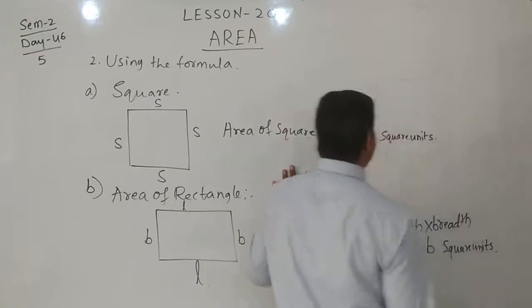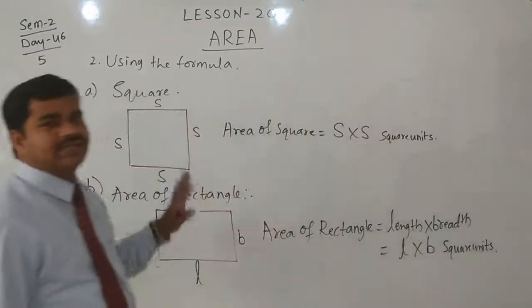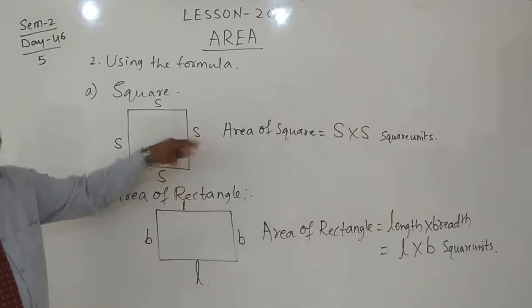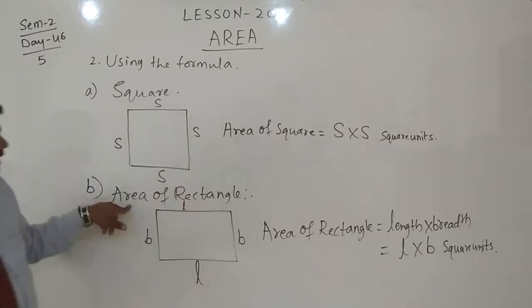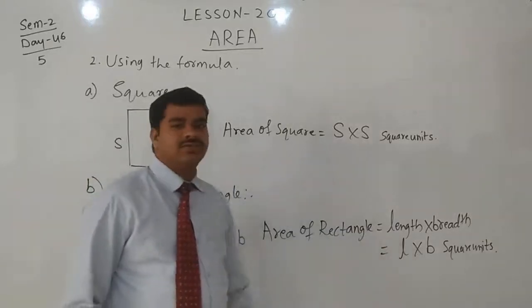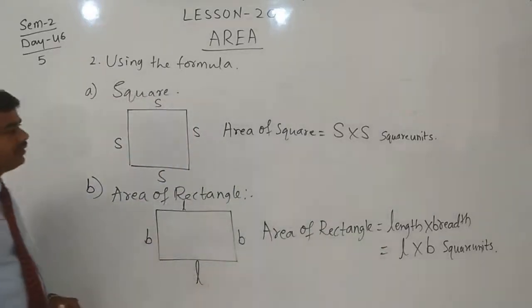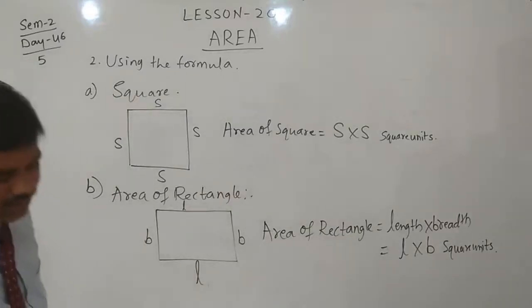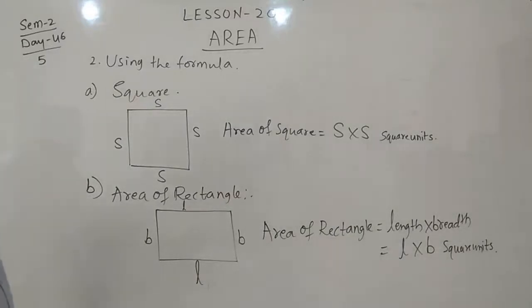These two formulas are very important. Area of square is side into side, that is S into S. Area of rectangle is equal to length into breadth, that is L into B. By using these two formulas, we can find the area of a rectangle or the area of a square. Shall we start with the problems? Okay. Write down these two neatly.